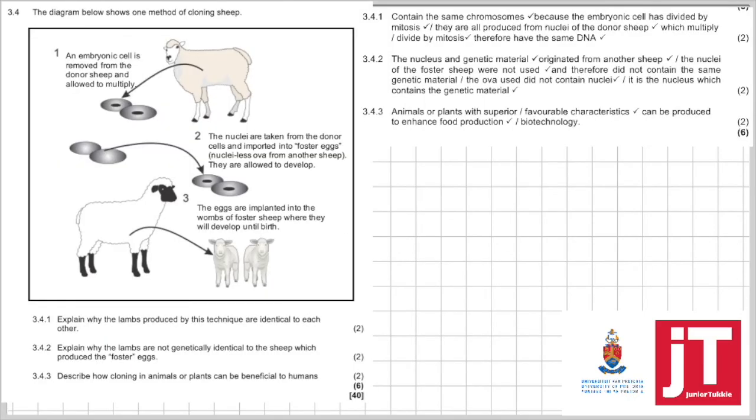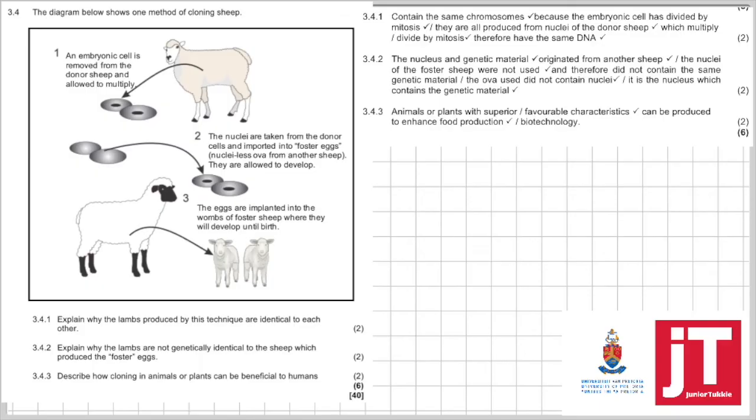3.4. The diagram below shows one method of cloning sheep. So here you have: 1. The embryonic cell is removed from the donor sheep and allowed to multiply. 2. The nuclei are taken from the donor cells and inserted into foster eggs that have had the nucleus of the ova from another sheep removed. They're allowed to develop. And 3. The eggs are implanted into the wombs of foster sheep where they will develop until birth.